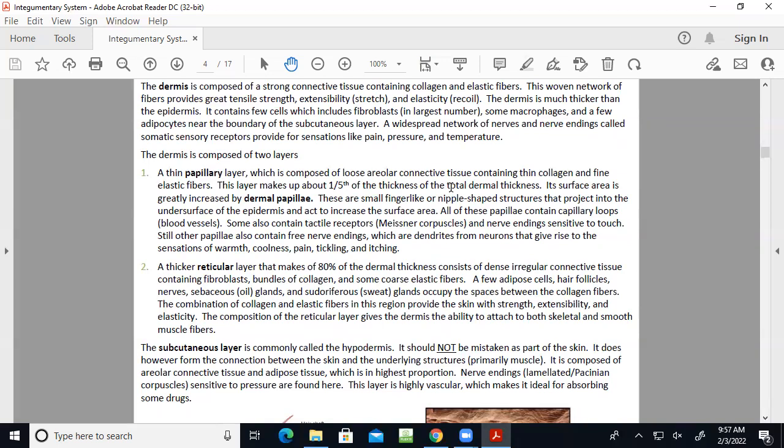Dermis is much thicker, and you can see that very nicely in the picture at the bottom compared to the epidermis. We don't see nearly as many cells, but what cells we do see include fibroblasts in largest number, some macrophages, which are a special type of white blood cell, and then a few adipocytes or fat cells near the boundary of the subcutaneous layer.